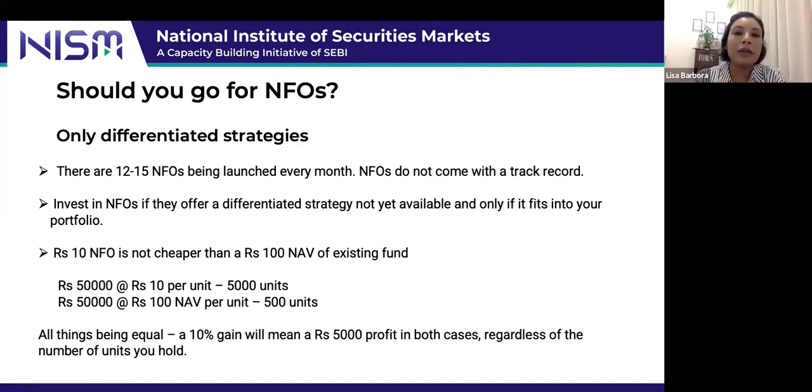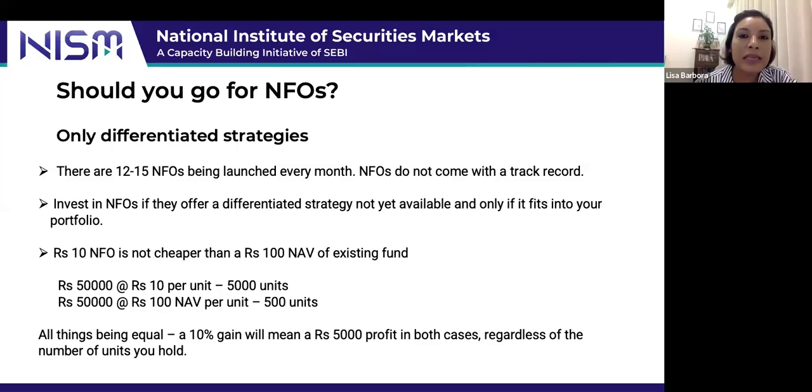From here, if the return is 10%, your 50,000 will gain 10% regardless of how many units you have. So you will still make 5,000 rupees. So it really doesn't matter. It's not about how low the price of the NAV is. It is really about what the underlying portfolio is, how the fund manager is managing that underlying portfolio, and what you expect that portfolio to deliver for you. So don't fall for that NFO is cheaper.